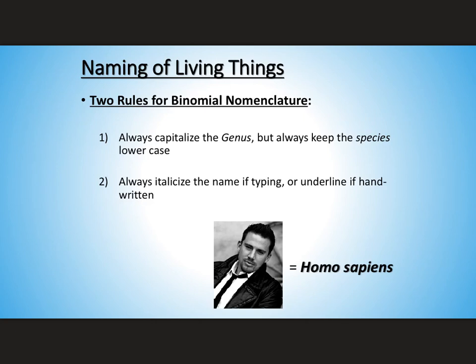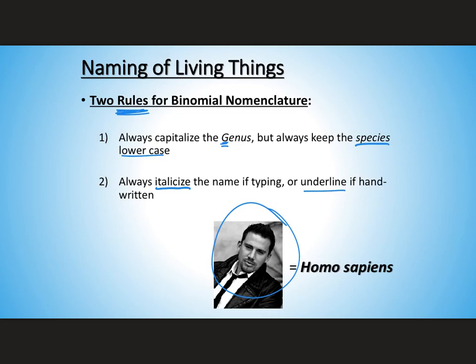Now, there are two really important rules for binomial nomenclature, and these are so important, I put a hottie on the slide so you definitely remember it, right? These are the rules. The first one is that you always capitalize the genus name, but you always use the lowercase for species. So you never capitalize the species. Secondly, you always italicize these names if you are typing because we consider them proper, right? Or you underline them if handwritten.